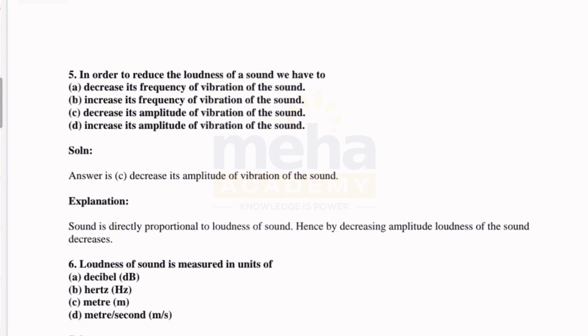Fifth one. In order to reduce the loudness of a sound, we have to. We know that loudness is a characteristic related to amplitude. Higher the amplitude, more loud will be the sound. Less the amplitude, the sound will be feeble. So we have to decrease the amplitude of vibration of the sound. The option is C.